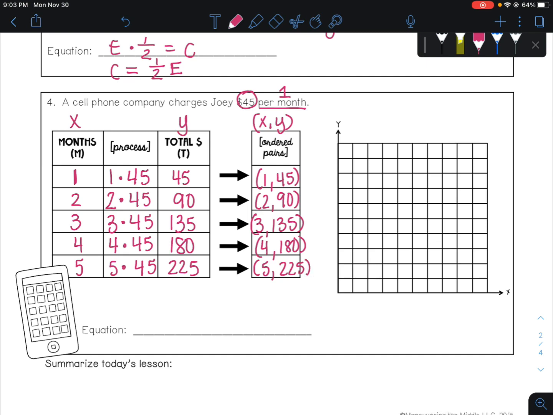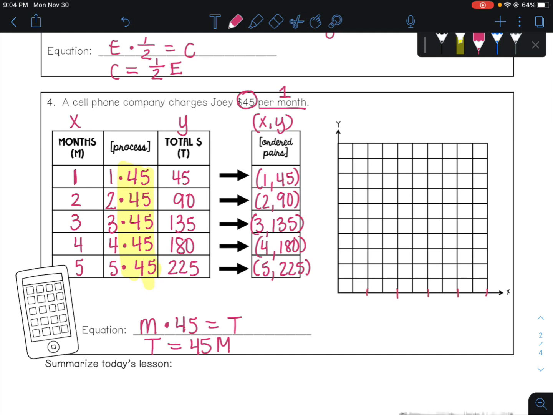So we can go ahead and we can write our equation before we plot it. We're going to take the months, times it by 45, as you can see, and that equals the total, which we're going to just call T. If you want to change that the other way, T equals 45M. Either way is fine.